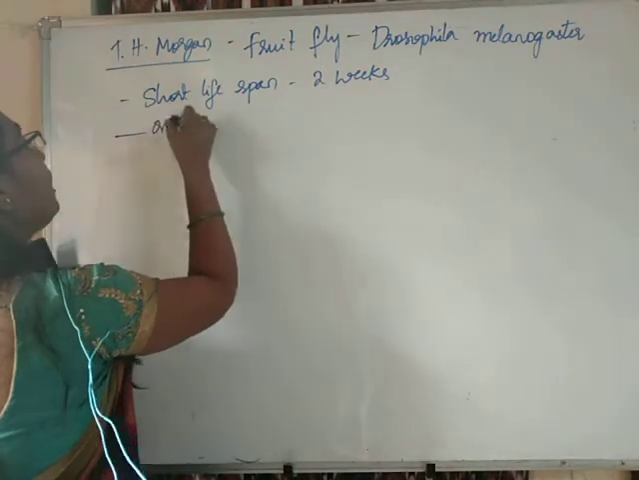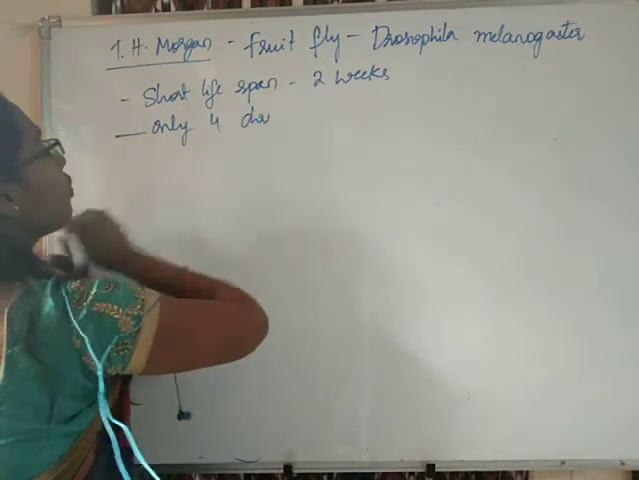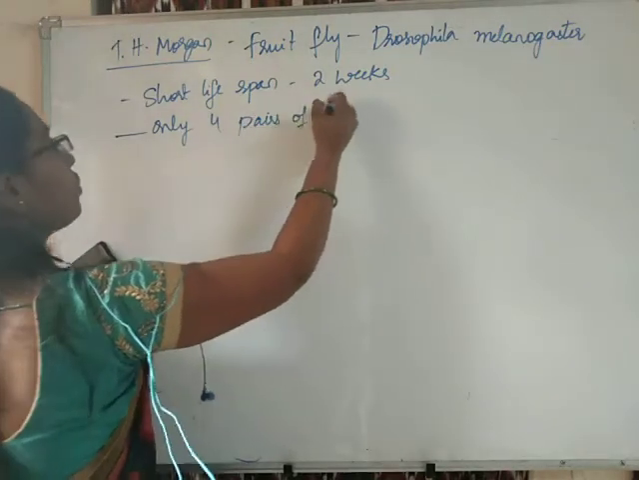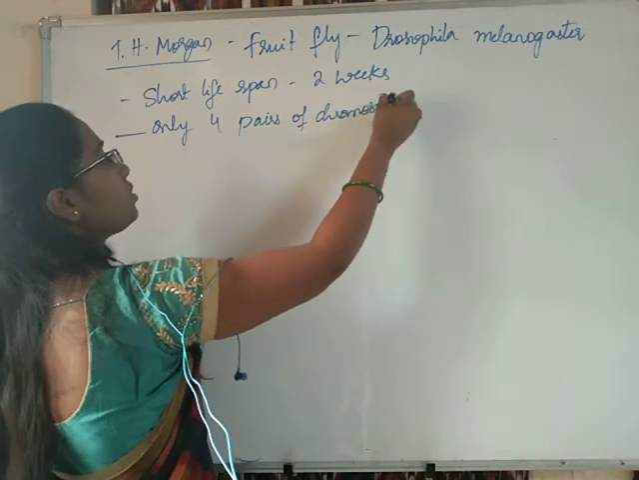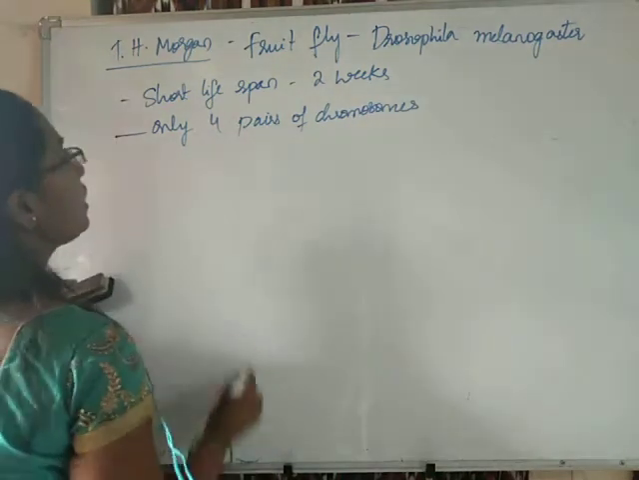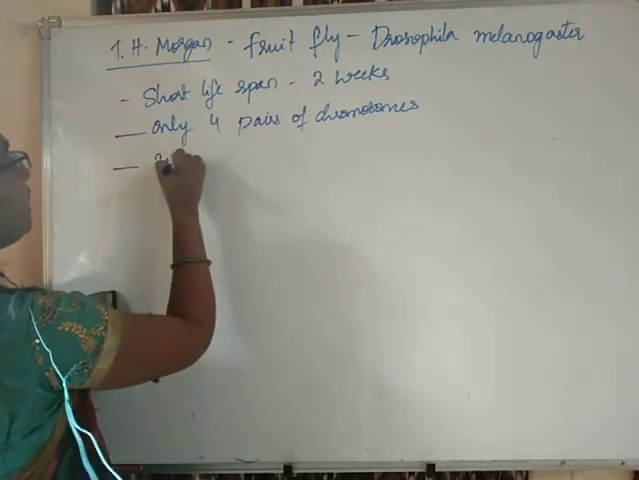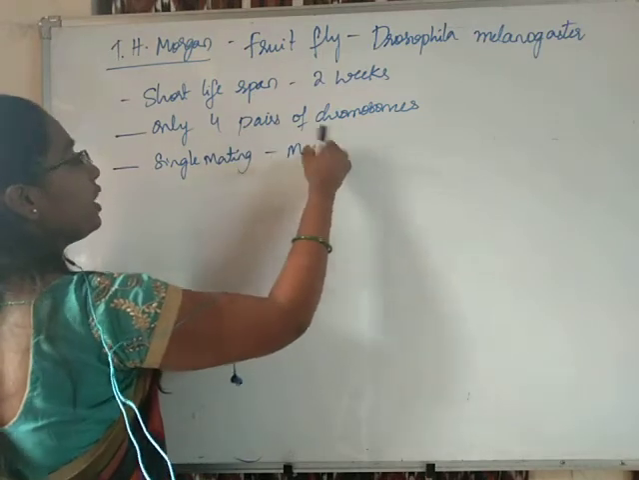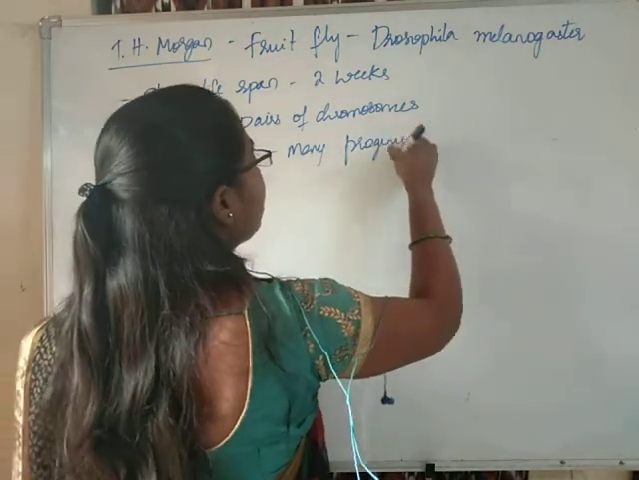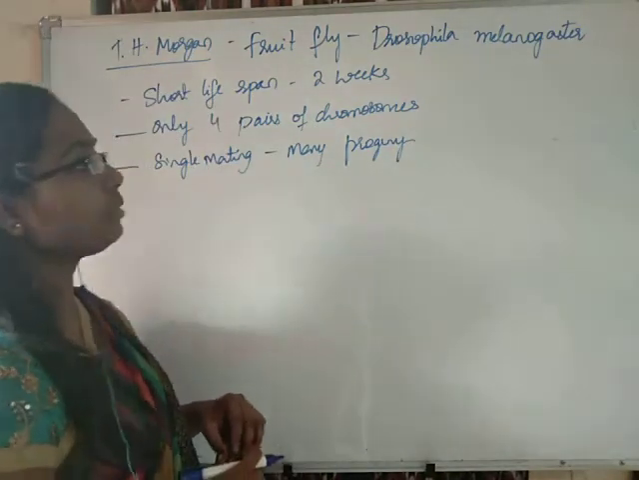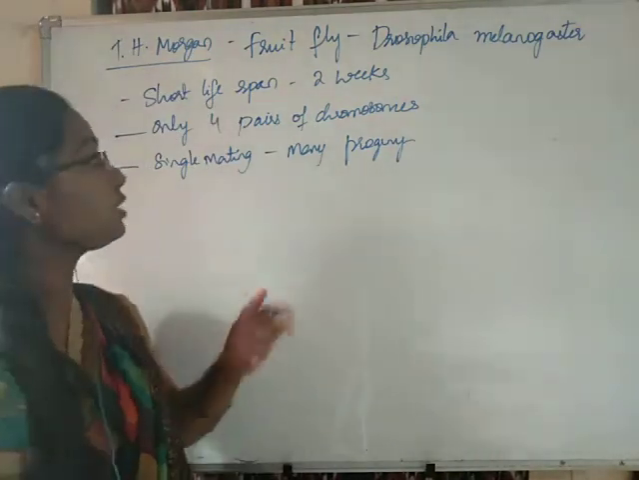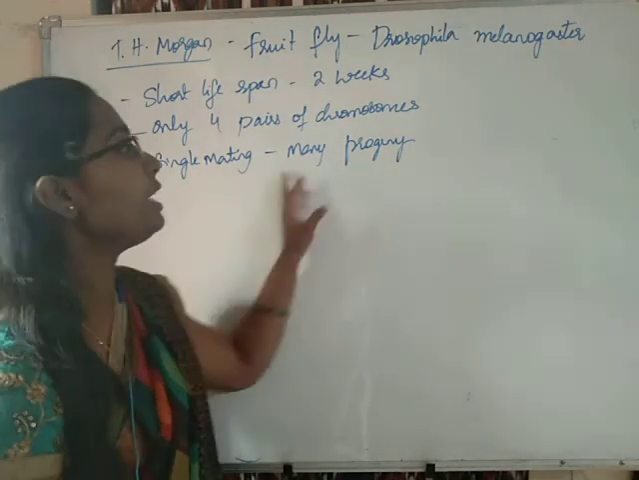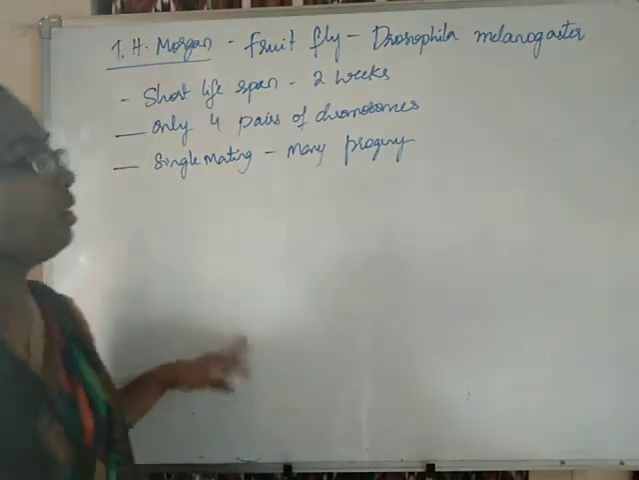It consists of only 4 pairs of chromosomes. In a single mating, Drosophila melanogaster gives rise to many progeny. Progeny is nothing but the daughter individuals. Many daughter individuals are produced.